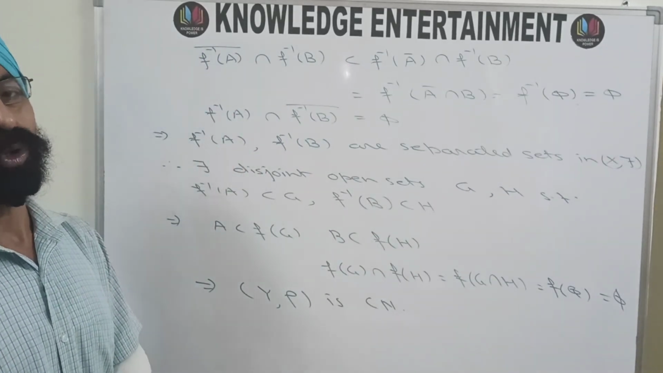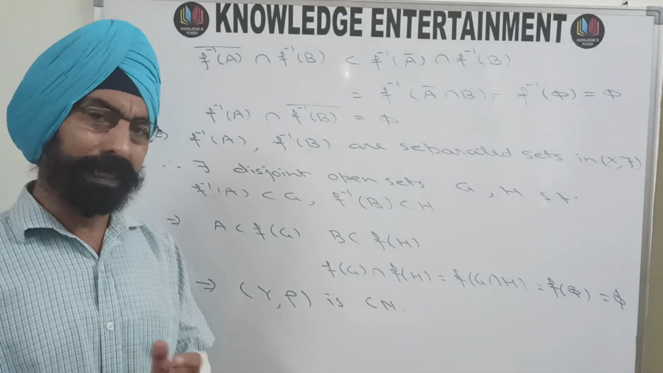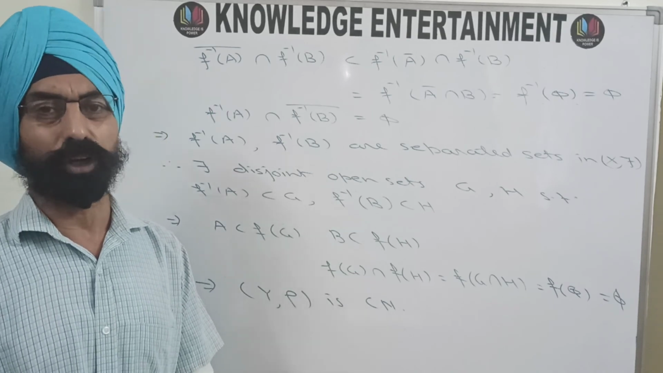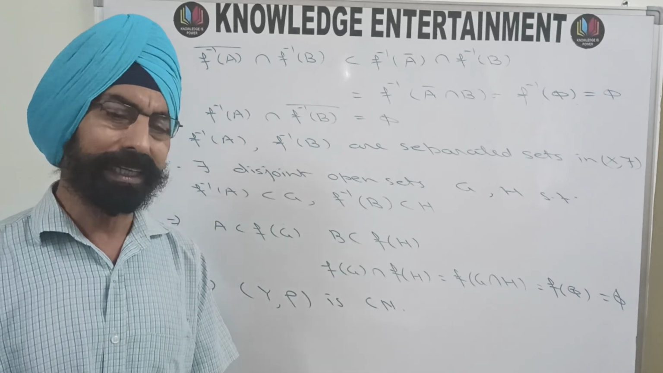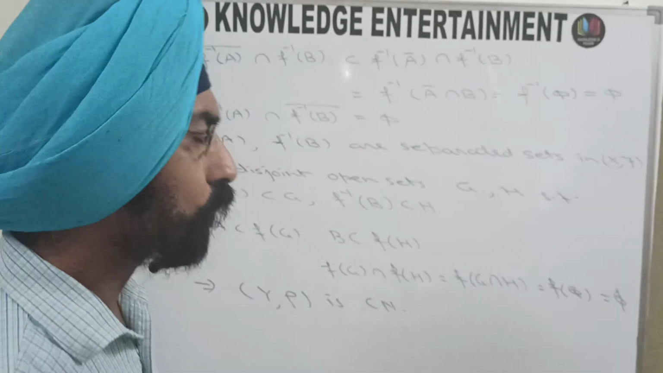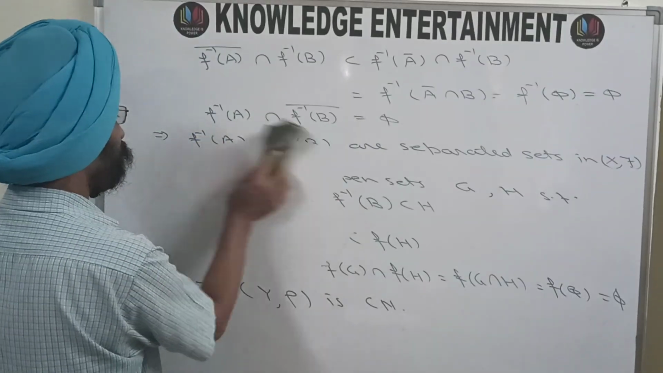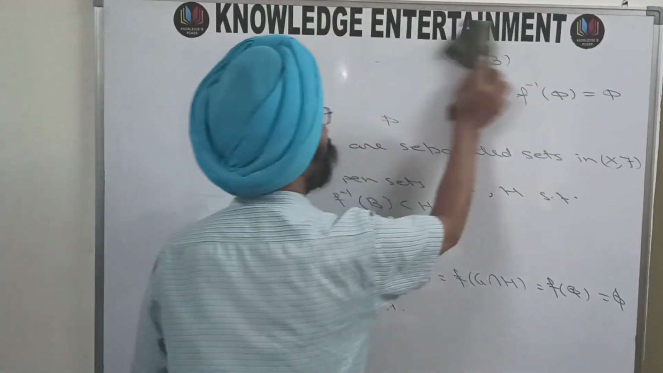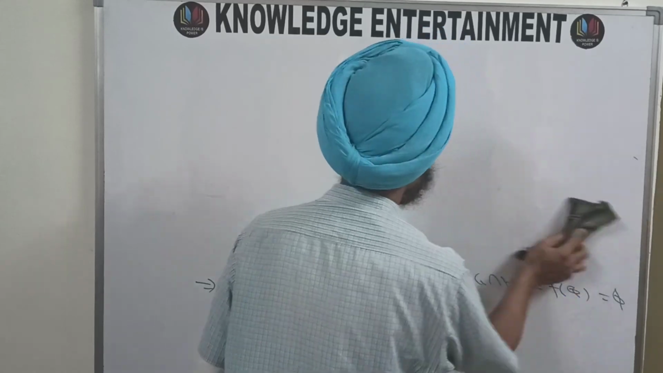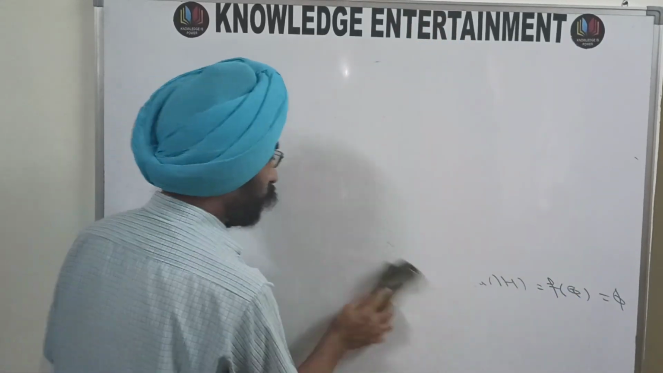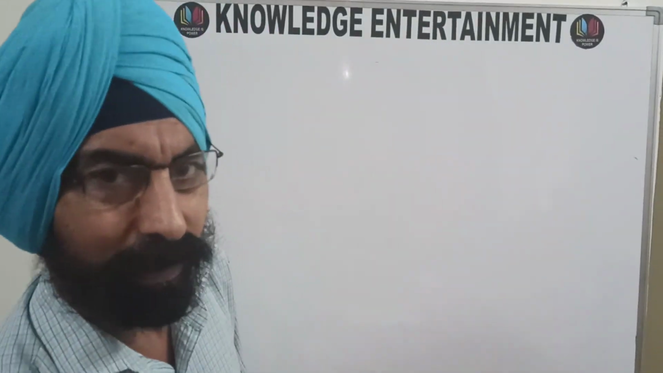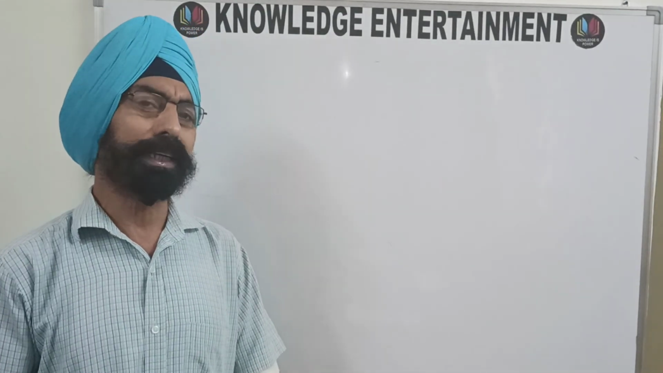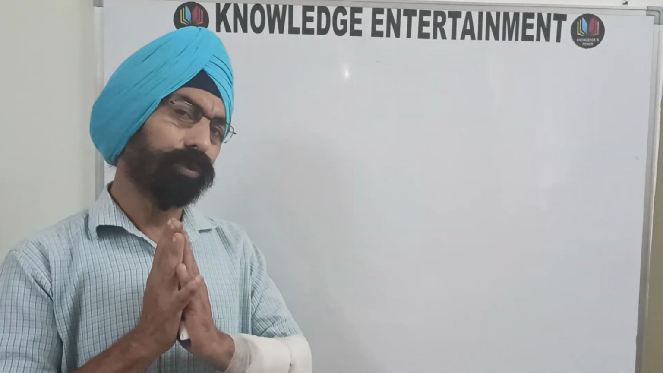That means the homeomorphic image of a completely normal space is a completely normal space, which means complete normality is a topological property. So here with this theorem I am going to stop this video. In the next video we will have more theorems on complete normality. Till then, thank you once again.